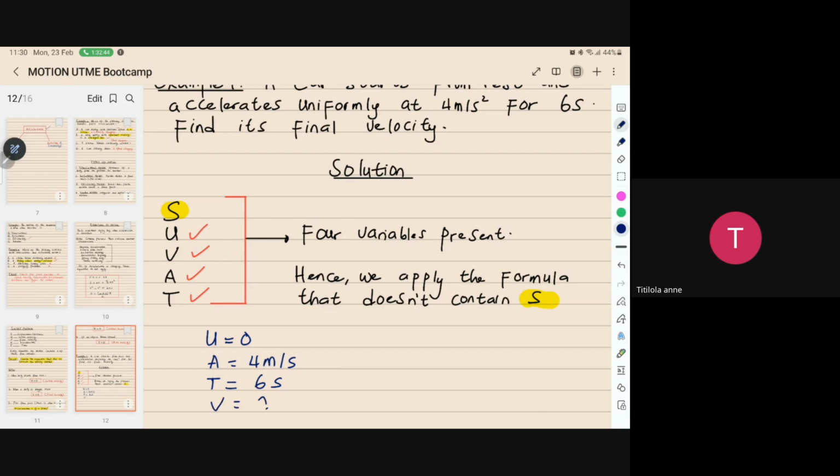We don't know v, but it was mentioned. So that's to say that 4 variables are present. Which variable was not mentioned, Stephanie? There was a variable that was not mentioned. Which variable is that? s. Good. So s was not mentioned. So look for the equation that does not contain s. That's the equation you're going to use.